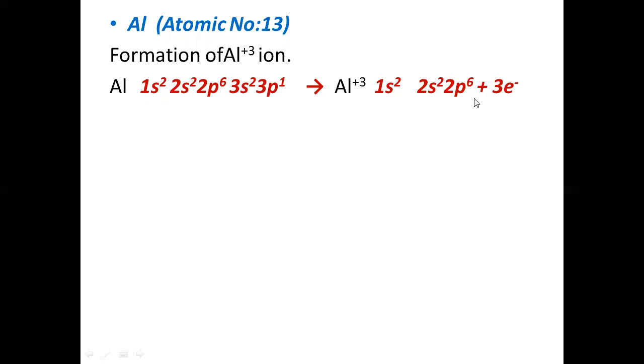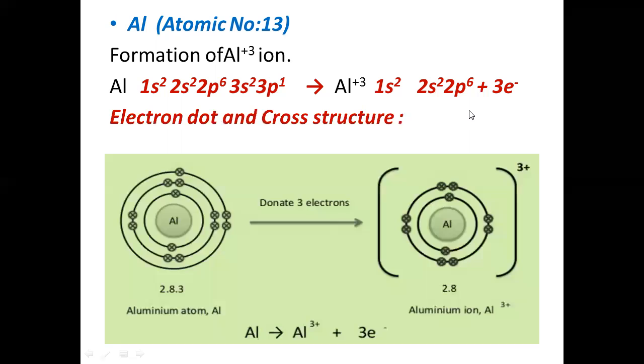So it will lose those 3 electrons, and then in turn the inner shell will be completely filled. That is 1s2, 2s2, 2p6. And we can draw the electron dot and cross structure. You can see here there are 2 electrons in the first shell, 8 in the second, and 3 electrons in the third shell. So it will donate, or lose, 3 electrons and convert into the aluminium ion form, where it has no electron in the outermost shell.